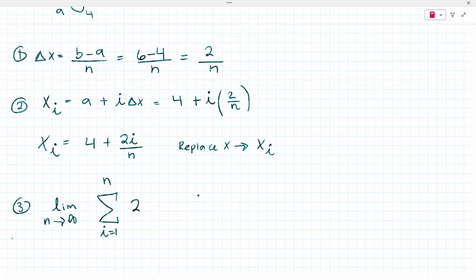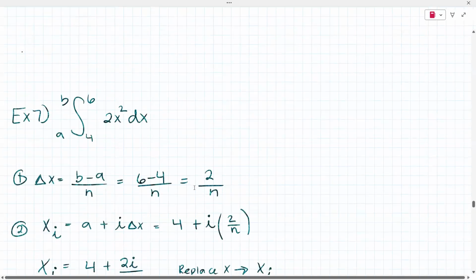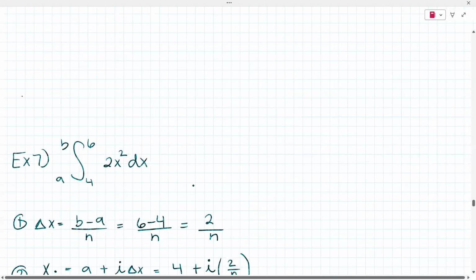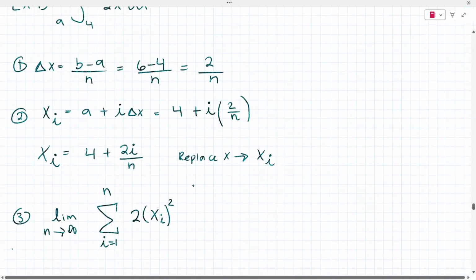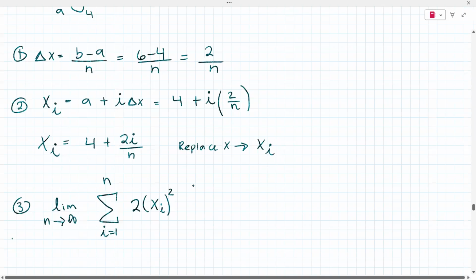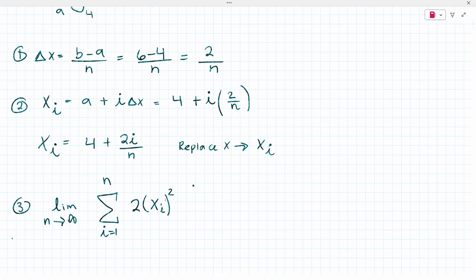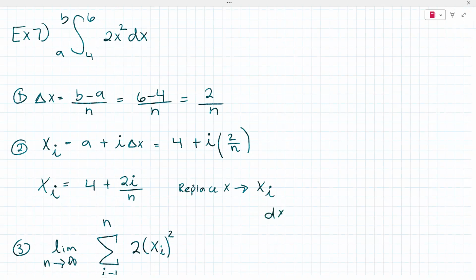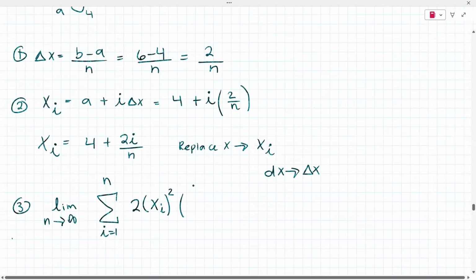So it's 2, and then we said that replace x with xi, so it's going to be xi squared times dx. And would we say we replace dx with delta x? Right? Yes, you replace dx with delta x. What's our delta x? It's 2 over n.